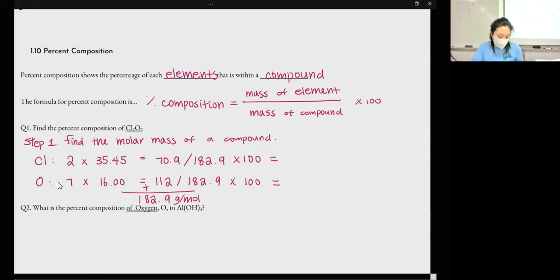Okay, so 70.9 divided by 182.9 times 100 will equal 38.76%. That will be chlorine. And 112 divided by 182.9 is equal to 61.223. Okay, it will be 61.24% of oxygen. So your final answer would look like 38.76% of chlorine and 61.24% of oxygen.